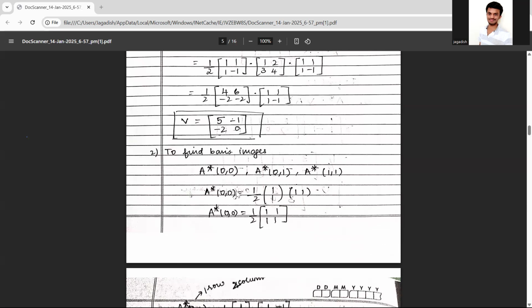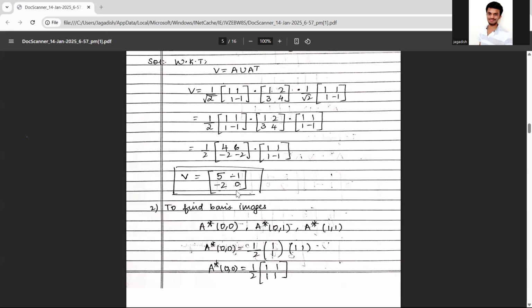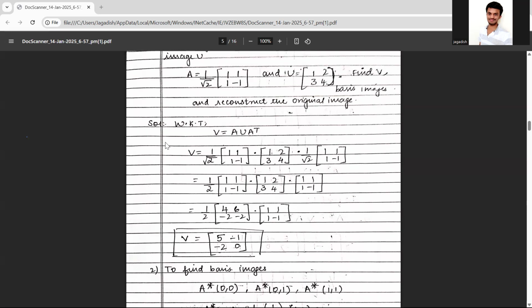See, basis images means you have to find out A star 00, A star 01, A star 11.